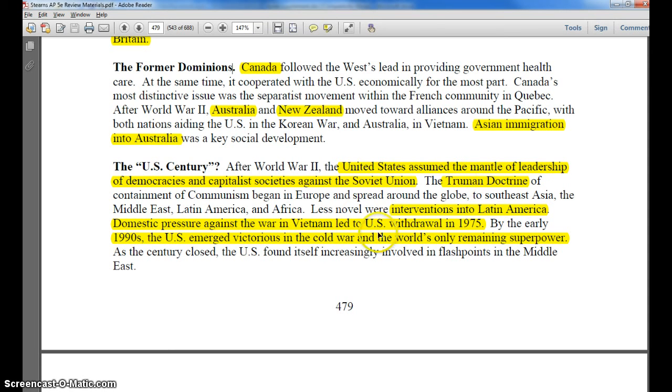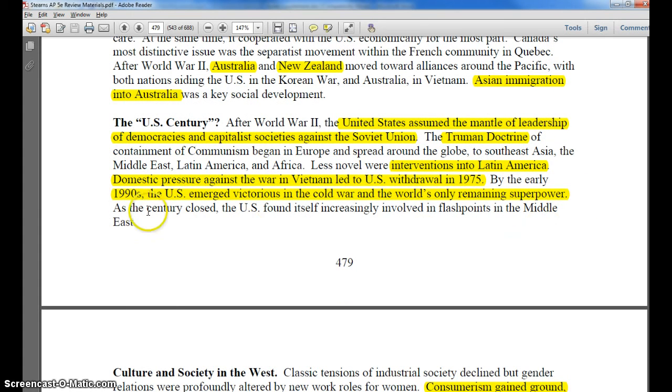And as we saw previously with the Latin America chapter, we're intervening in Latin America. We see some local or internal conflict with domestic protests because of Vietnam, which leads to us getting out of Vietnam. That goes back to the Asia chapter.